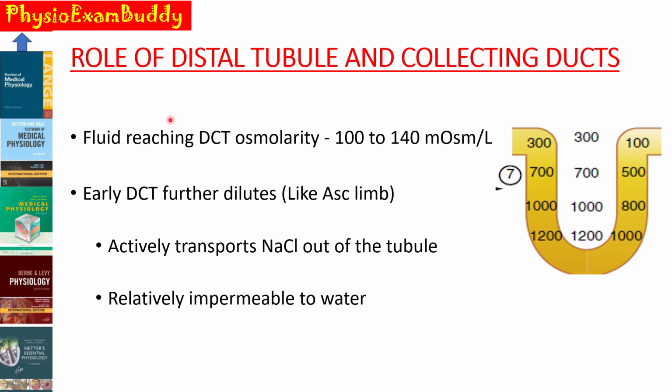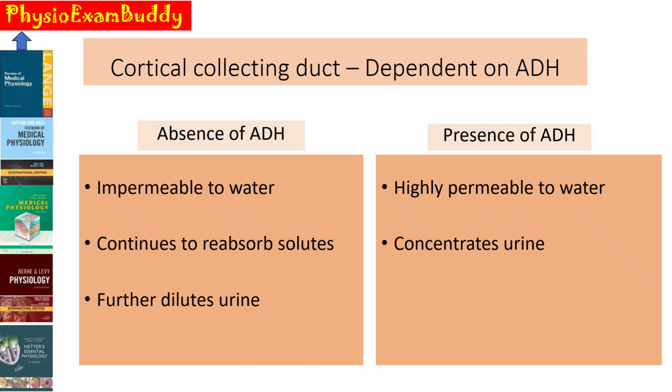Next role is by the distal tubule as well as the collecting duct in the concentration of the urine. We all know that the fluid which is reaching the distal convoluted tubule has an osmolarity that ranges from 100 to 140 milliosmoles per liter. And this DCT actually functions like our ascending limb. So early DCT further dilutes by actively transporting the sodium and chloride out of the tubule into the interstitium, and this portion is again relatively impermeable to the water.